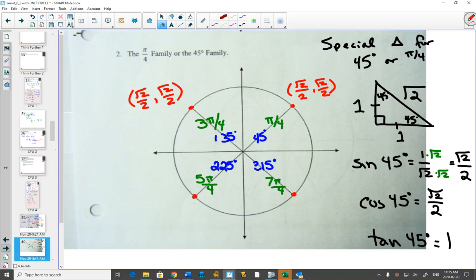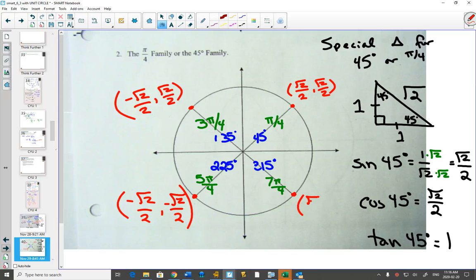But now, since you're in quadrant 2, I'll make that even more obvious, that your x coordinate will be negative. And in quadrant 3, can you see both your x and your y coordinates would be negative? And finally, in quadrant 4, your x coordinate is positive and your y coordinate is negative.